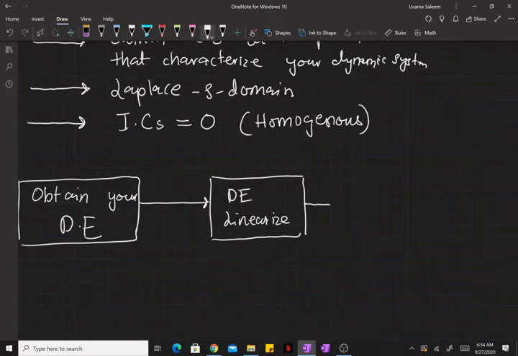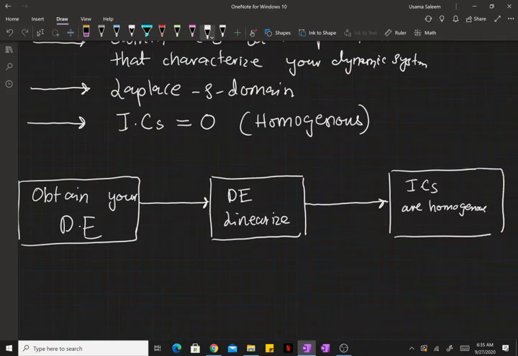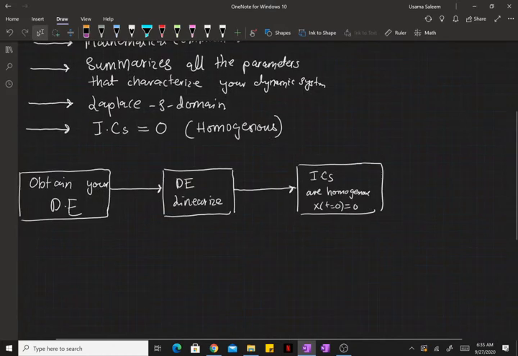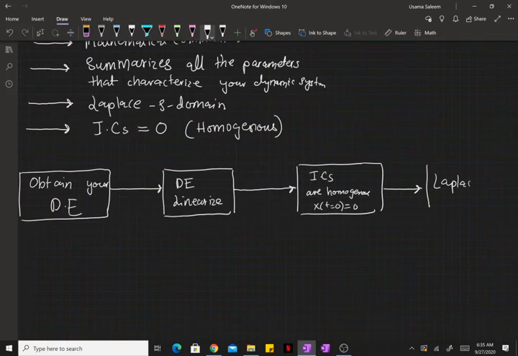And once they've been linearized, you have to make sure that the initial conditions are homogeneous, aka equal to 0. In most cases, you'll notice that your initial conditions are not homogeneous, and we will look at ways of dealing with those situations in the upcoming videos. The next step is going to be the Laplace transform, which we have covered in previous videos.